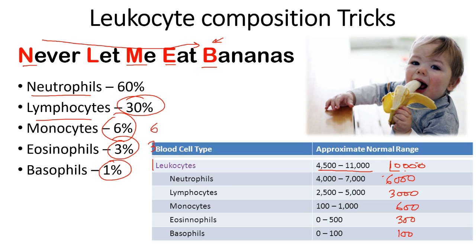So if the total count of leukocytes is 10,000, then there will be 6,000 neutrophils, 3,000 lymphocytes, 600 monocytes, 300 eosinophils, and 100 basophils. You can easily calculate that based on the idea, and that's kind of true, although there is an approximate normal range that may start from very low to very high, but this is something you can tell is a very good and healthy leukocyte count for an adult human being. So that's how easily you can remember never let me eat bananas.